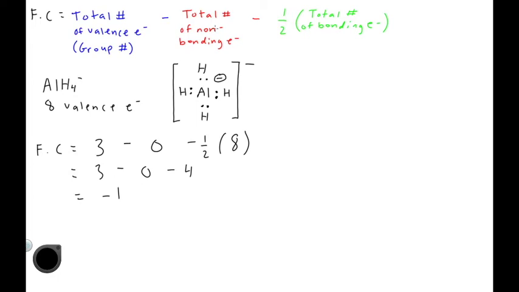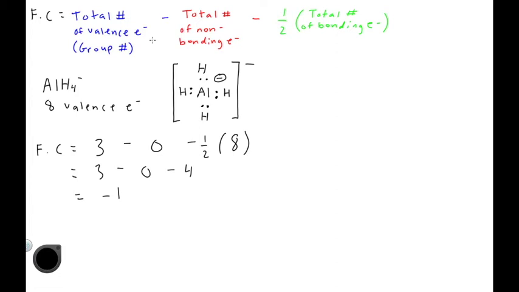So notice how the sum of the formal charges is equal to the charge on the entire aluminide ion, since the formal charges on all the hydrogens are 0. Right, so we have 0 plus 0 plus 0 plus 0 for each hydrogen atom, and then plus -1 for the aluminum, giving us a total of a negative overall charge. So that's going to do it for our first example.